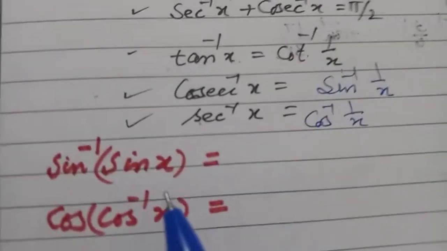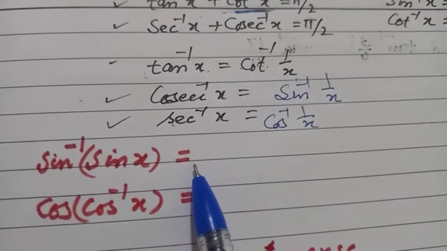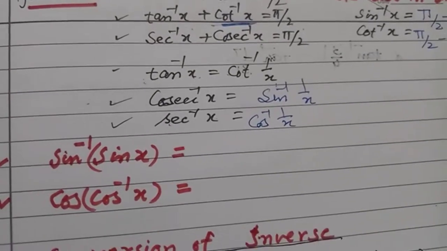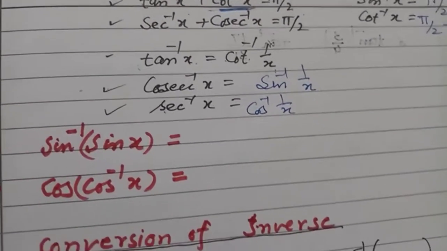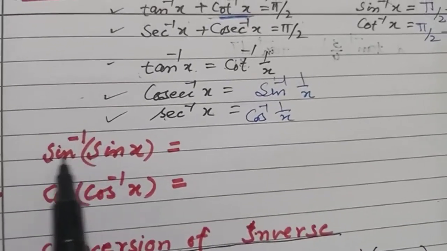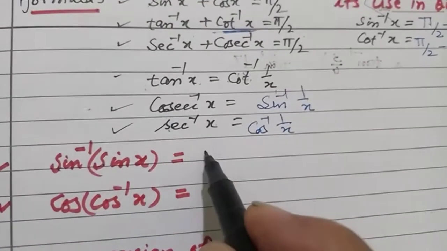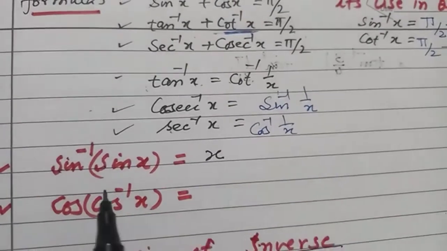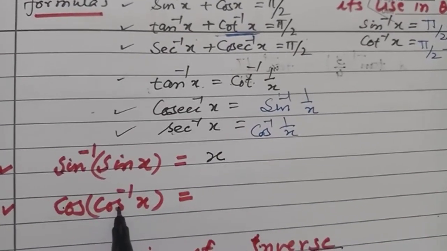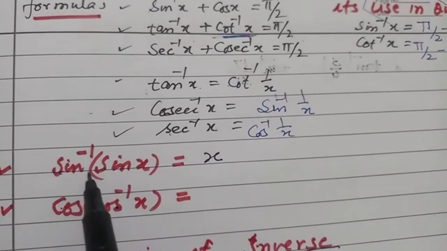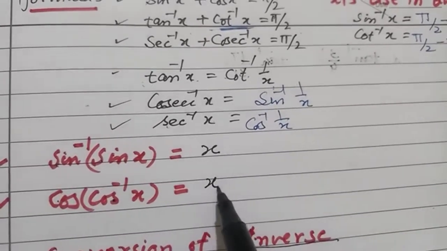Now these two are the important results we have already done. What were they? We know that sin inverse and sin cancel out each other. So what is the answer? x. Cos and cos inverse also get cancelled. But there should be nothing in between them. So the answer is going to be x only.